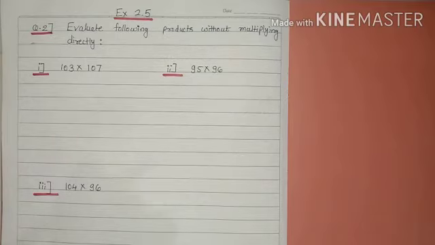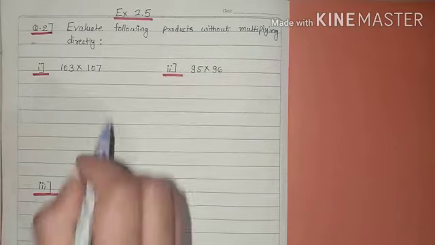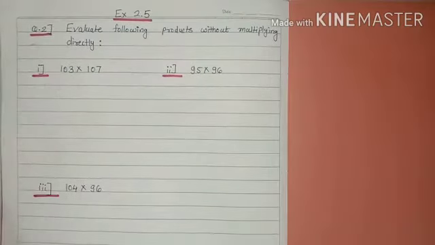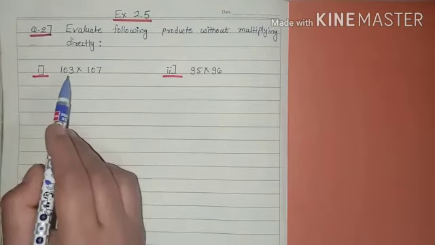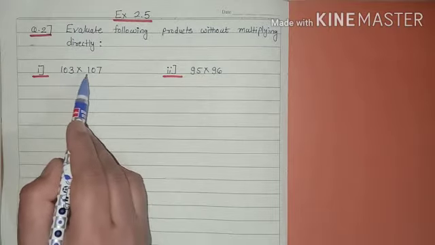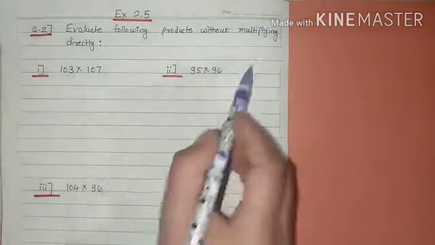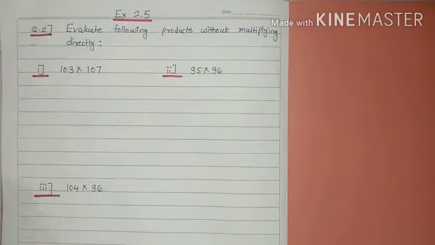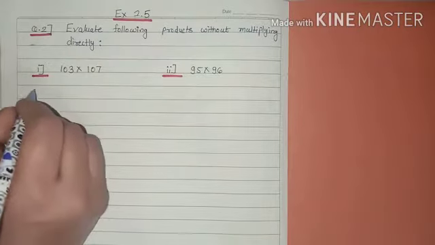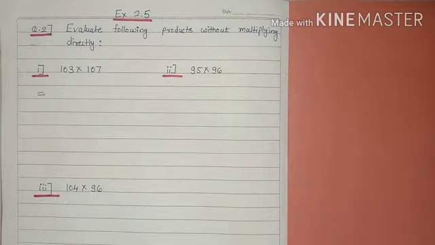Question number 2 of exercise 2.5 is: evaluate the following product without multiplying directly. It means you have to multiply 103 into 107, but not directly. It means with the help of an identity you have to multiply this. So start. What will be the first step?